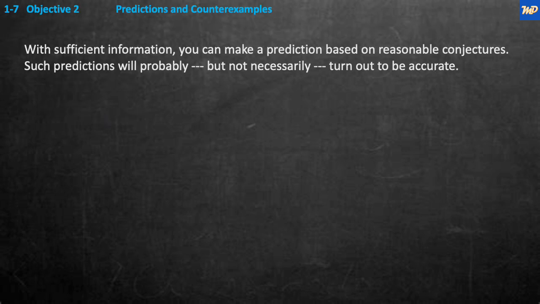Objective 2, predictions and counterexamples. Okay? With sufficient information, you can make a prediction based on reasonable conjectures. Such predictions will probably, but not necessarily, turn out to be accurate. So if you, based on good information, make a solid conjecture, you look at your information and think, well, this seems to make sense. If it does seem to make sense, and you can prove it to the pattern you're looking at, the chances are that you're probably, but not always, correct.